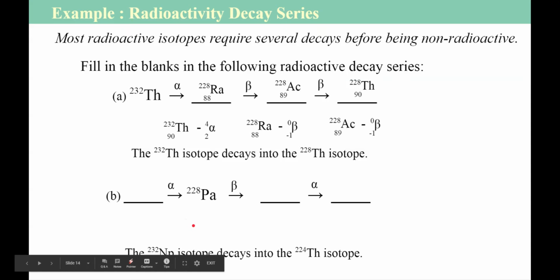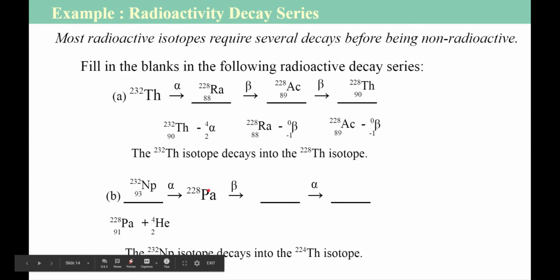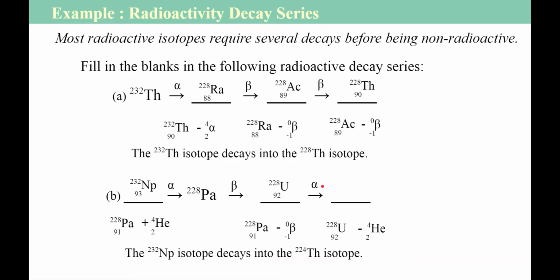Next, we have something turning into protactinium-228. So for this, we're going to add the alpha particle back in, and so it would have had to be neptunium. But then going further, protactinium, it's going to go up by 1 to uranium, and then it's going to go down by 2 for alpha decay, and you end up with another isotope of thorium.